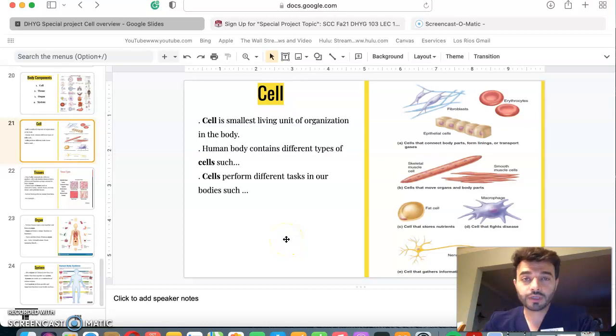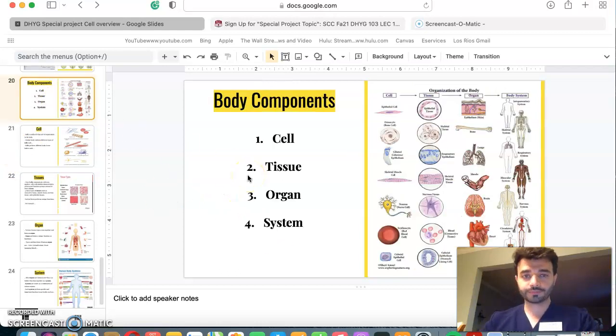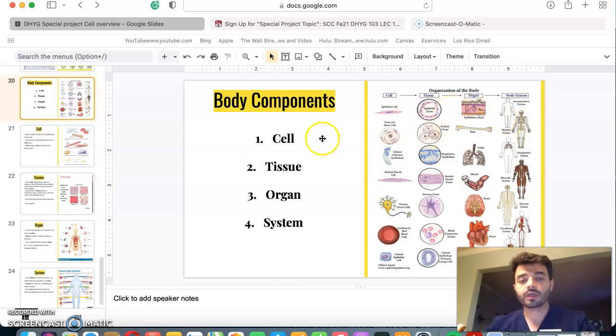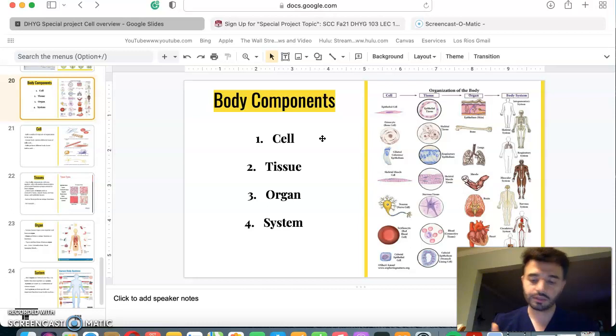Hello everyone, today I will finish the remaining part of the overview of the cell. So we'll start with the body components, and I will explain different parts of the body components, what their functions are, and how many types we have of it. Let's start with the organization of the body, what our body is organized of. It's organized of four components: cells, tissues, organs, and systems.